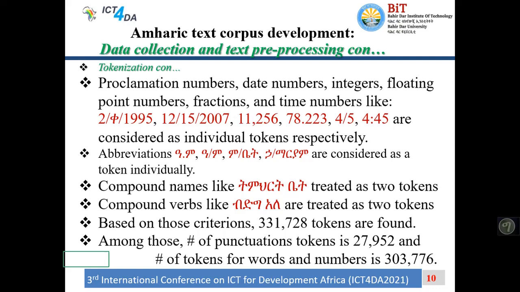Compound names like ትምህርት ቤት are treated as two tokens, which means ትምህርት and ቤት. Compound verbs like ብድግ አለ are treated as two tokens, ብድግ and አለ. Hence, we extracted 331,728 tokens. Among those, 27,000 are punctuation tokens and 303,000 are tokens for words and numbers.